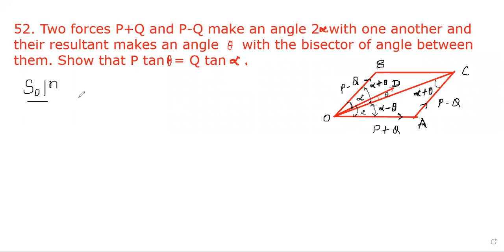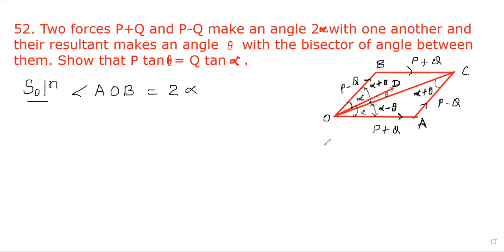So here we write angle AOB equal to 2 alpha. Now complete the parallelogram. If this OB equals P minus Q, then this AC will also represent P minus Q. Similarly, this will represent P plus Q.